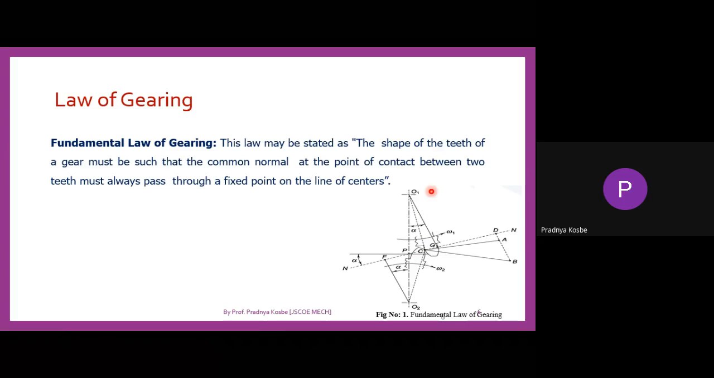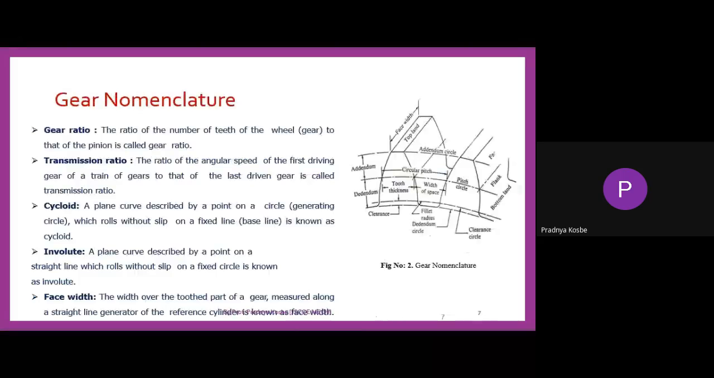O1 is the center of one of the gears and O2 is the center of the other gear, and C is the point of contact, and NN is the common normal which is passing through the point of contact. Okay, so every gear, when they are in meshing, they have to obey the law of gearing.